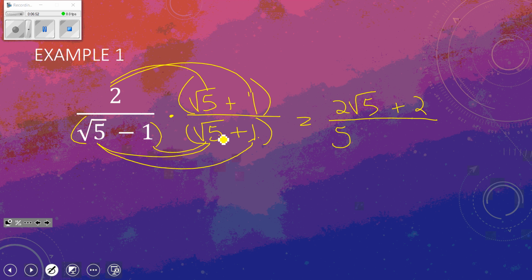Will the outer and the inner always cancel? Yes, and you know why? That way it gets rid of the radical in the denominator. That's how it's a part of rationalizing, okay? So then all you got to do is the last part. Negative 1 times 1 is negative 1. So we can combine that. So 2 times the square root of 5 plus 2 over 4.